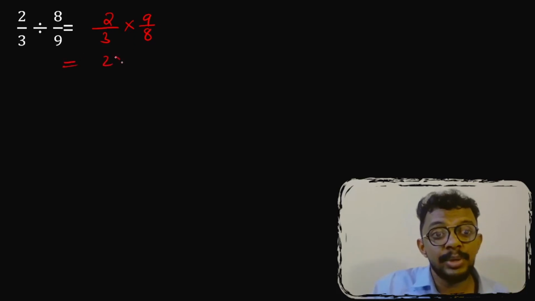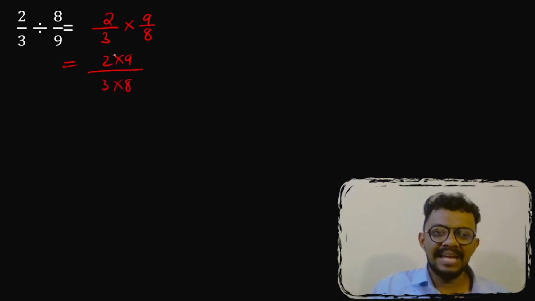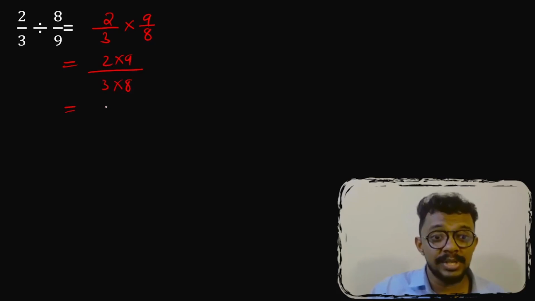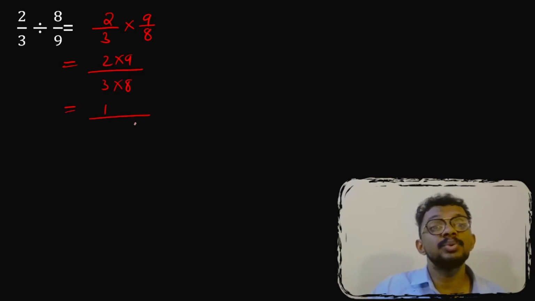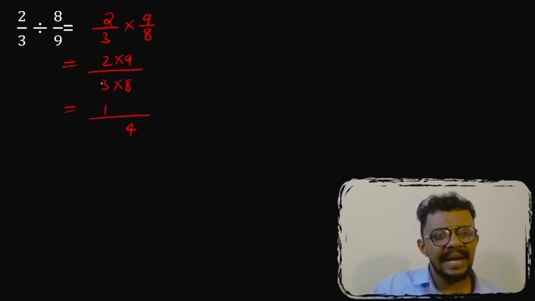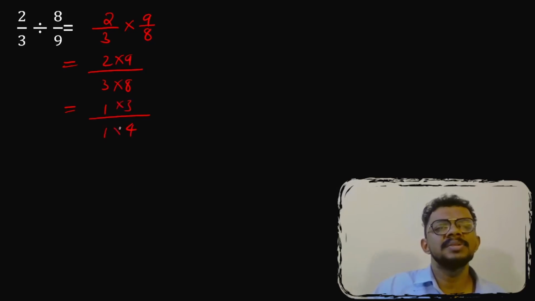The strategy is 2 times 9 divided by 3 times 8. And from here onwards, we can cancel 2 and 8. Both I can divide by 2. 2 by 2 is 1 and 8 by 2 is 4. Now 9 and 3 I can cancel. 9 by 3 is 3. 3 by 3 is 1. My final answer is 3/4.